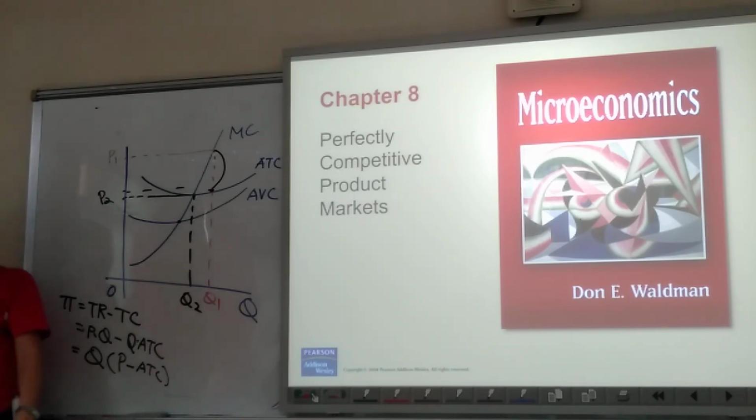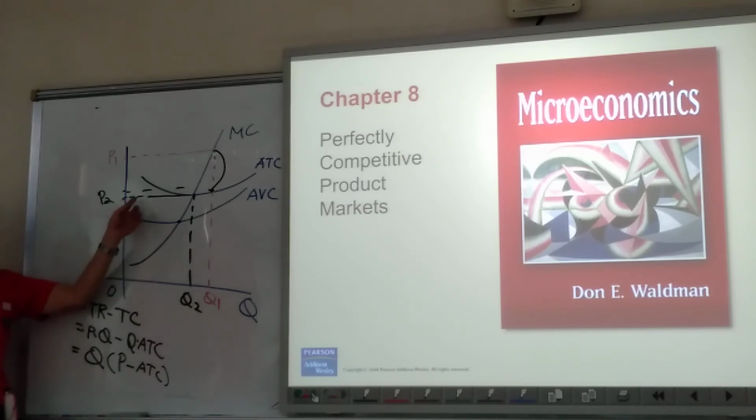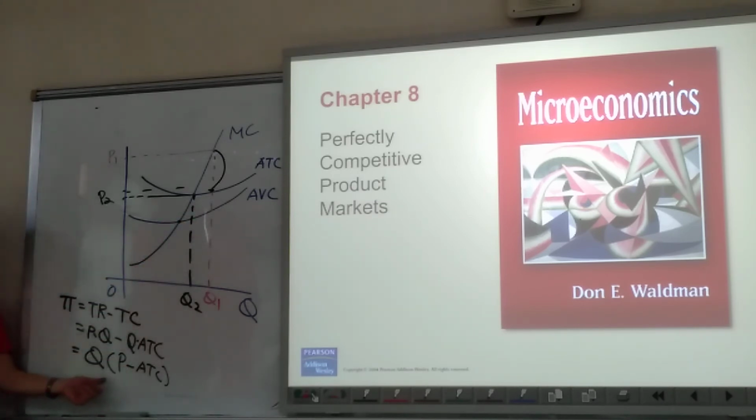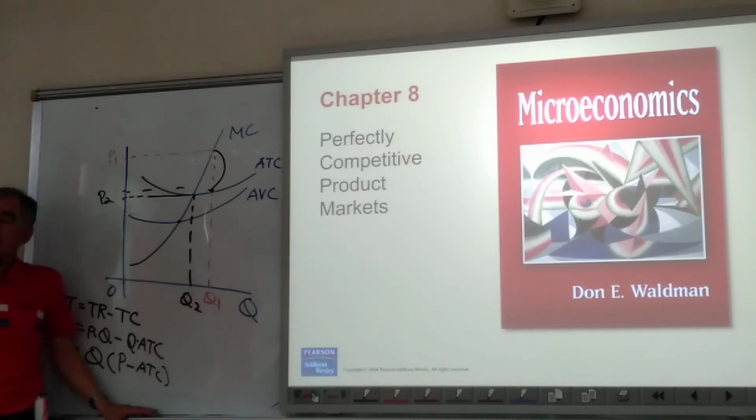At this point, does the firm make profit or has a loss? Here, at this point, the production level is Q2. So at this point, price P2 is equal to ATC, right? And so if you look at the formula here, price is equal to ATC, what happened? There's no profit at all.